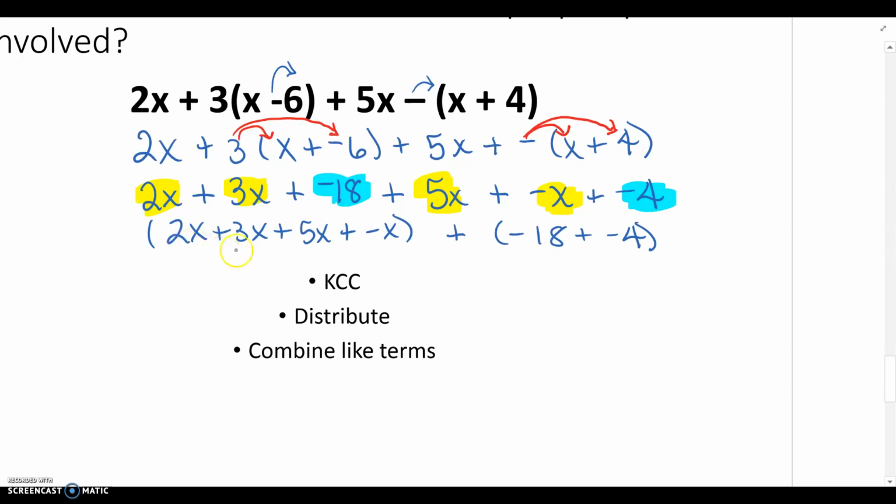So over here, we're going to get 5 plus 5 is 10, minus 1 is 9. So we're going to get 9x plus -18 plus -4 is -22. So we end up with 9x plus -22. And that's our final answer because we can't add x's together with numbers. So we can't add 9x to the -22.